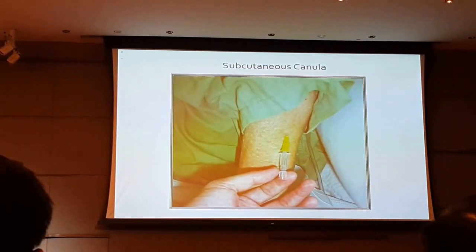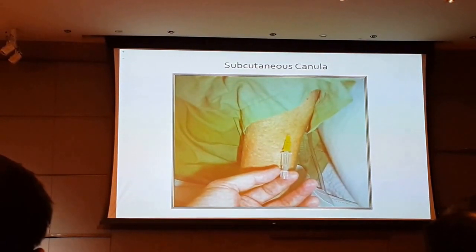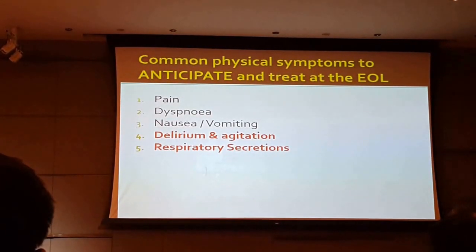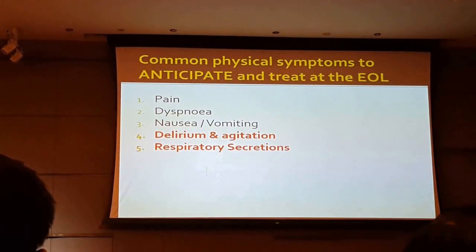So that's why we would recommend it. You can even use it for subcut drips or hydration. Now, the common physical symptoms that we would anticipate and need to treat at the end of life include pain, dyspnea, nausea, vomiting, delirium and agitation, and respiratory secretions.